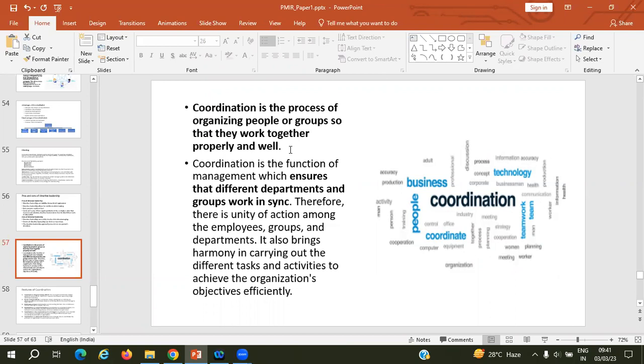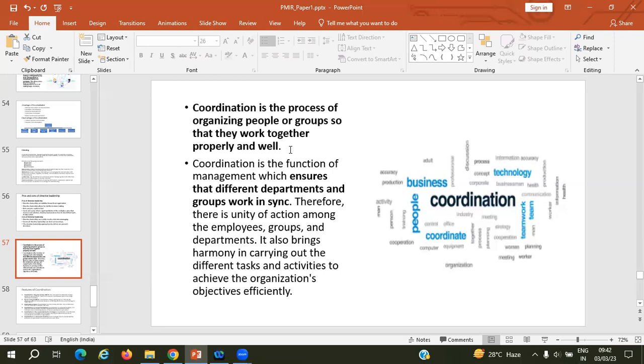So that is coordination. Coordination is the function of management which ensures that different departments and groups work in sync. Therefore, there is unity of action among the employees, groups, and departments. It also brings harmony in carrying out the different tasks and activities to achieve the organizational objective efficiently and effectively.